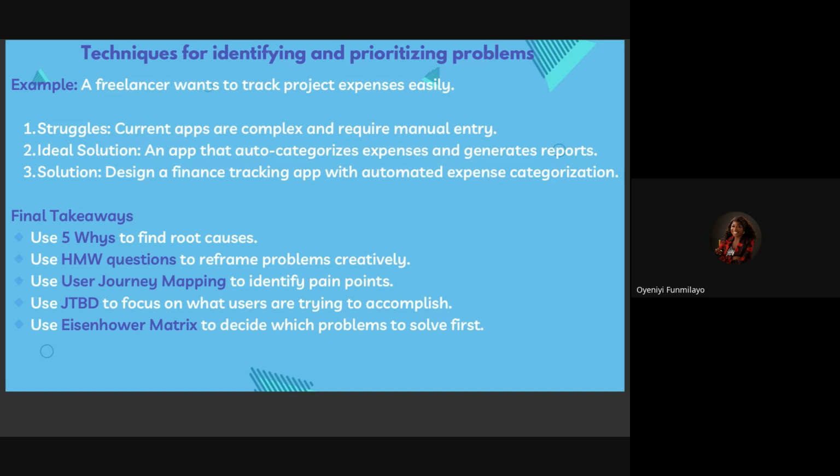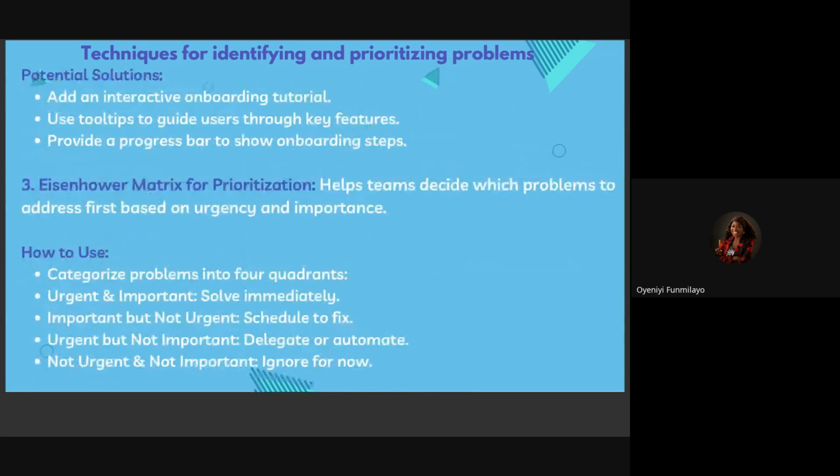So here are our 5 key takeaways for these techniques. We said we would use the 5 whys to find the root cause. We'll use the how might we question to reframe problems creatively. We would use, okay, I didn't talk about user journey mapping, did I? No.